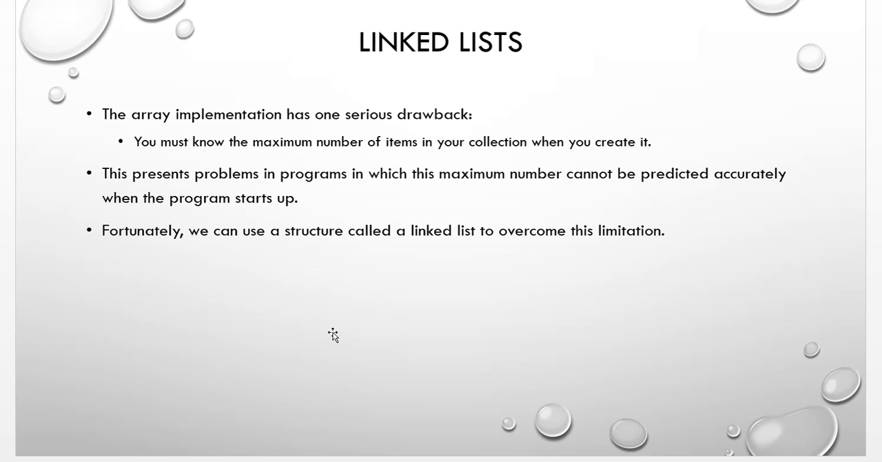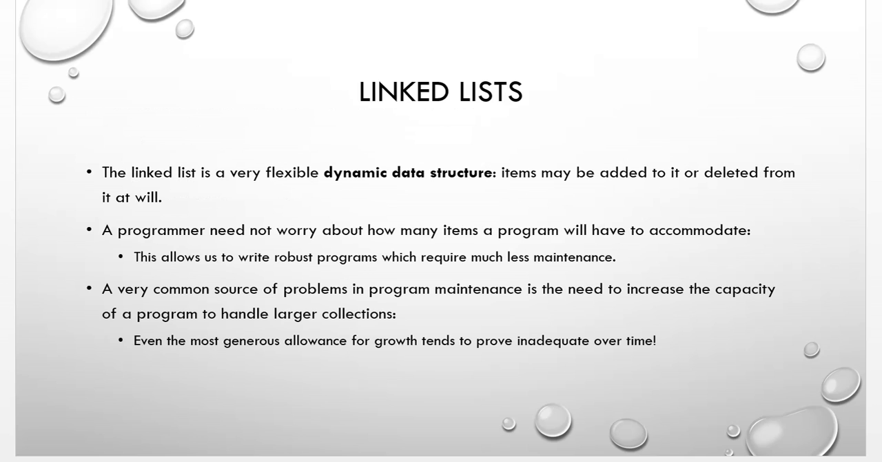So fortunately we have a data structure that you can use called a linked list. A linked list helps us to overcome this limitation of array-based list implementations. So what is a linked list? Generally a linked list is a dynamic data structure. By dynamic, it means it resides in memory, so it's usually a runtime data structure. Items are added or deleted from that list at will without any issues. When you're dealing with a linked list, you as the programmer do not need to worry about how many items the linked list can take, because the linked list can take as many elements as the memory of that system can hold.